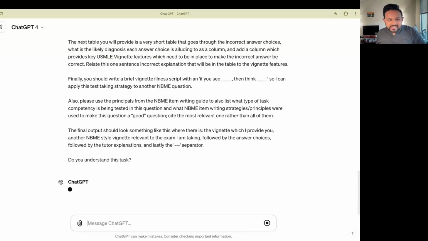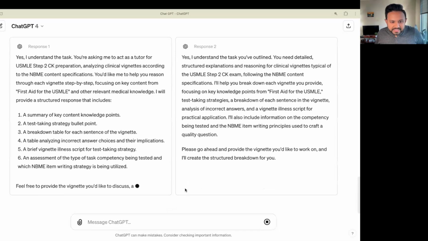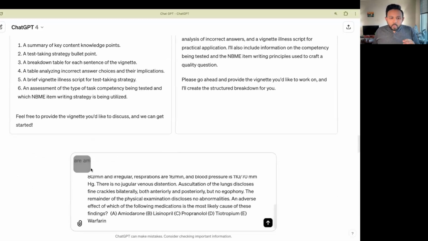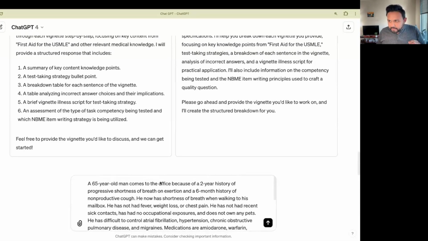So here's a nice enter. Do you understand this task? ChatGPT is like, I understood the assignment. All right, here we go. So what we're going to be doing is taking a vignette. And one thing that I will say is that as you put in a vignette, you should consider putting in the right answer.